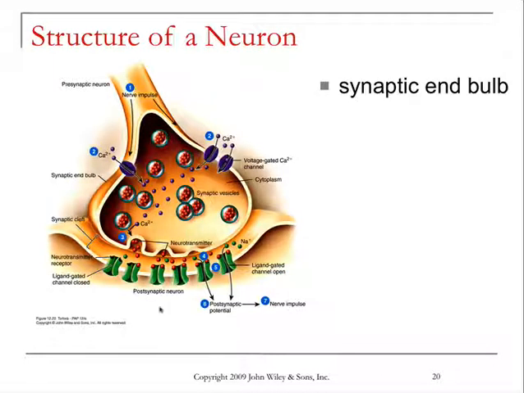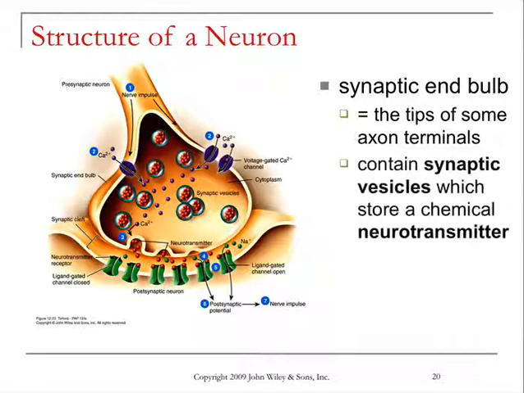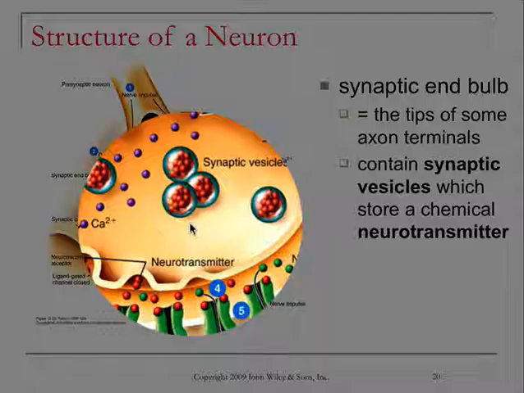Here we can see a magnified view of the synaptic end bulb. This particular picture will be looked at in greater detail, and it's discussing the physiology. But I point it out here because you can see in it the synaptic vesicles shown here that contain within them neurotransmitters.